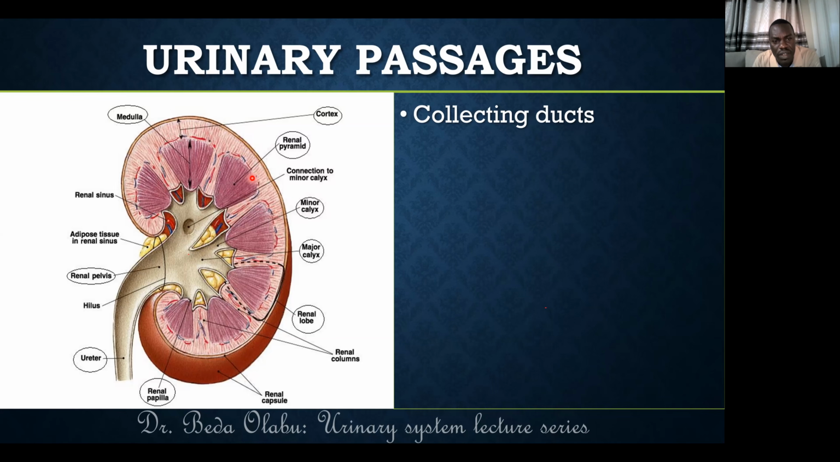So the collecting ducts are within here, within the renal pyramid. Many of them will empty here. Thousands of them will empty here at the renal papilla. And yesterday we agreed that we have about 18 renal papillae corresponding with the number of renal lobes that we do have. So as the collecting ducts open at the renal papillae, they empty into the minor calyx. That means that each minor calyx drains a renal lobe.